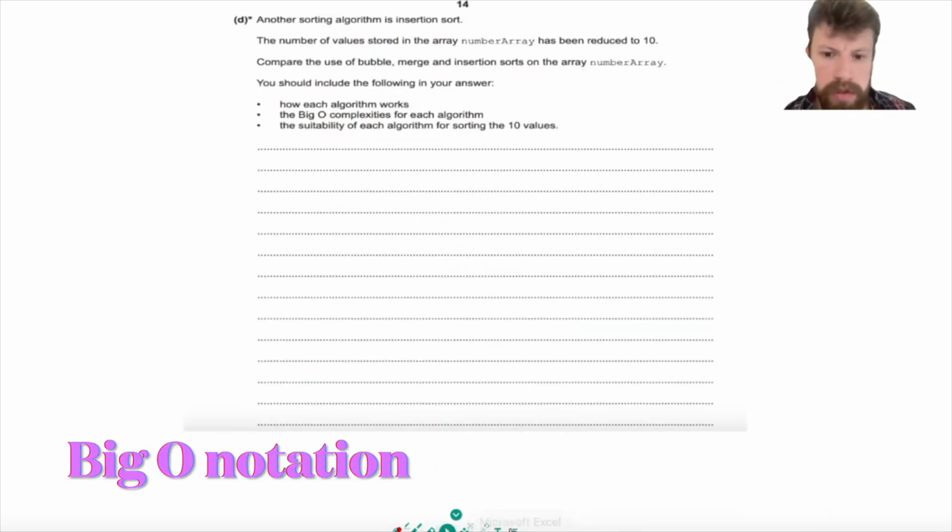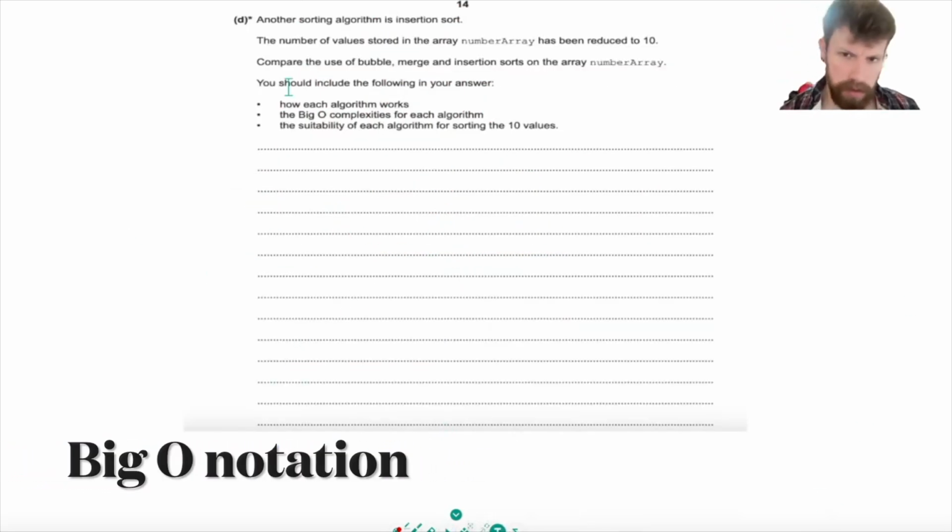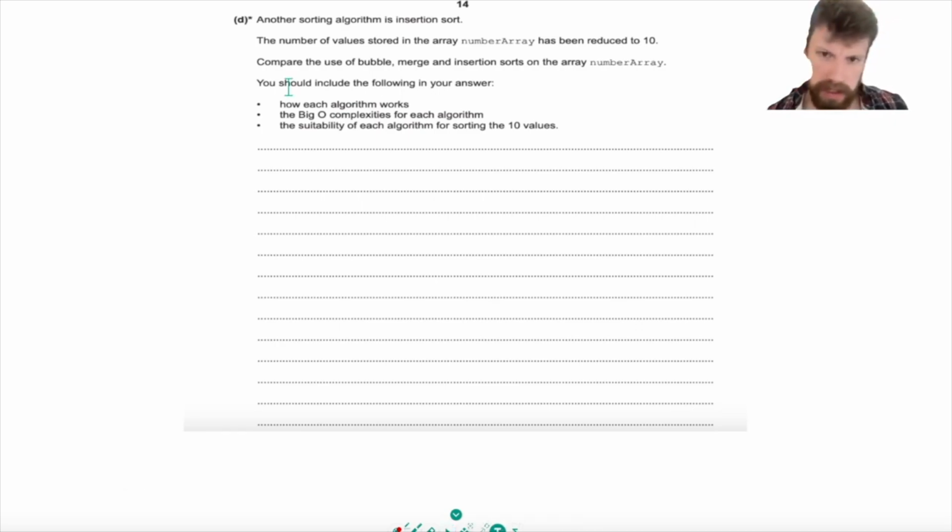Okay, so on to the 12 marker, which is talking about each of the different algorithms in terms of insertion, bubble sort and merge sort.